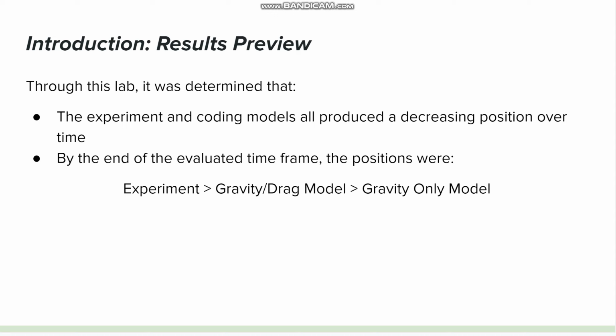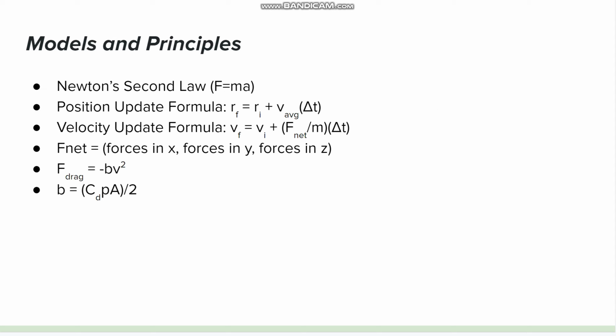And additionally, by the end of the evaluated time frame, the positions were that the experiment was greater than the gravity and drag model, which was greater than the gravity only model in relation to y. The models and principles used in this lab were Newton's second law, being F equals ma, the position update formula, the velocity update formula, that F net is equal to a vector of the forces in x, the forces in y, and the forces in z, the force of drag equation, and from the force of drag equation, the value of b.